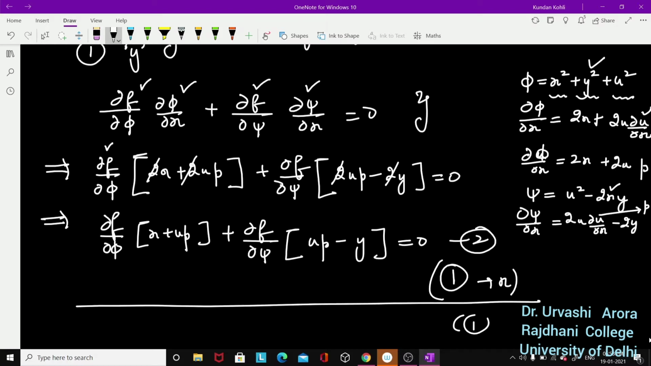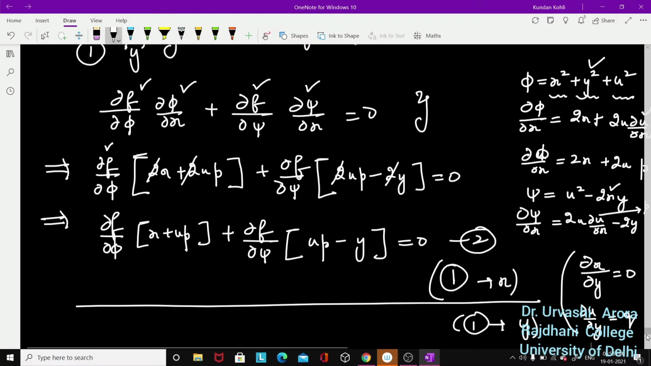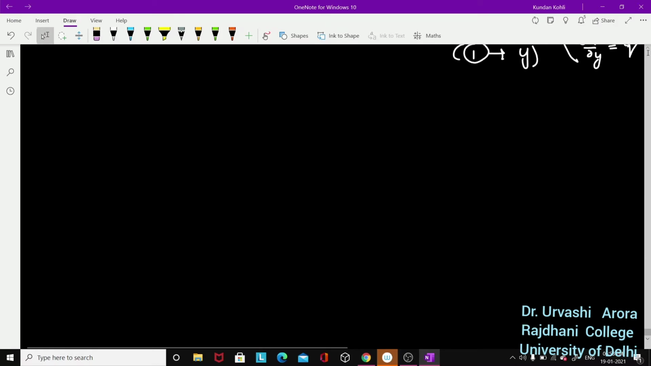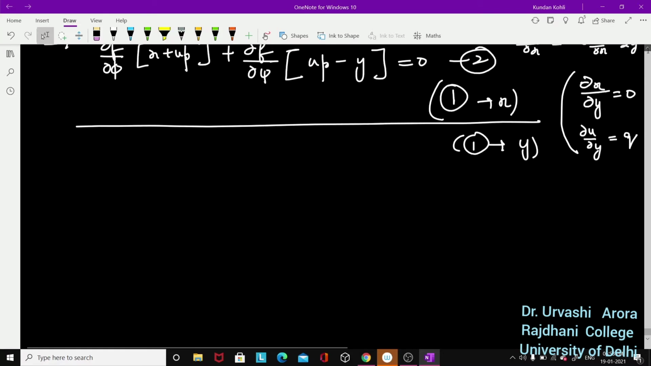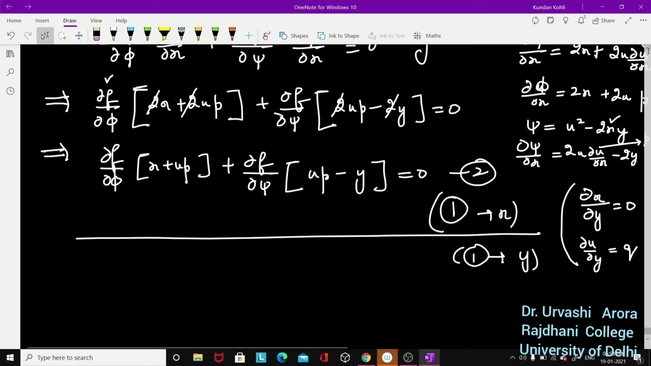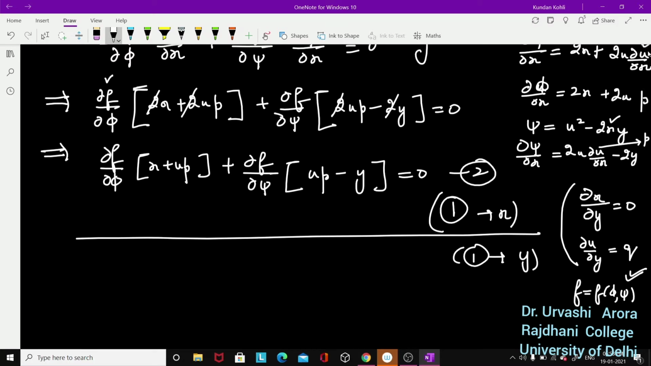The only thing that you have to do is differentiate relation 1 partially with respect to y. And when you are differentiating 1 partially with respect to y, you have to remember that the partial derivative of x with respect to y is going to be 0, because x and y are independent variables. And also del u by del y we are in the habit of denoting by q, so this notation will be used. And also you have to remember that f is finally a function of phi and psi. So chain rule will apply over here.